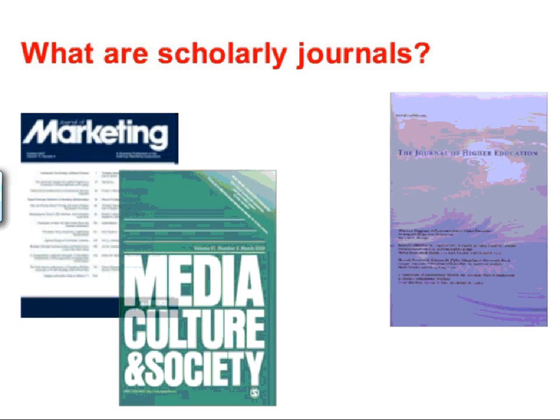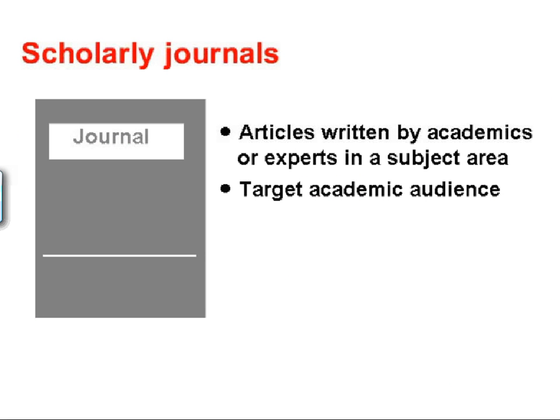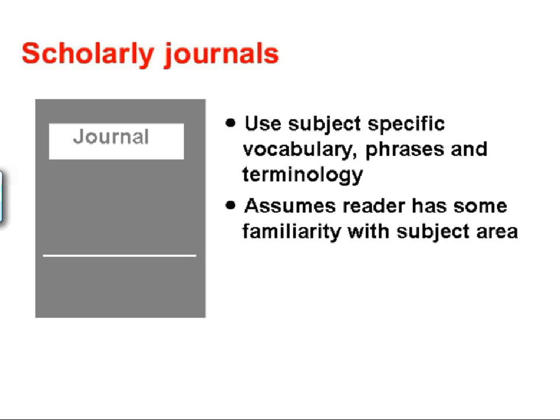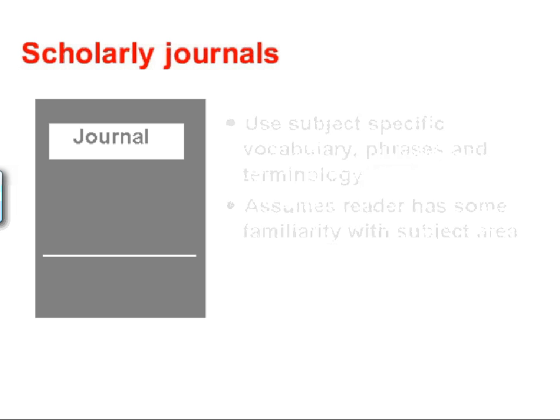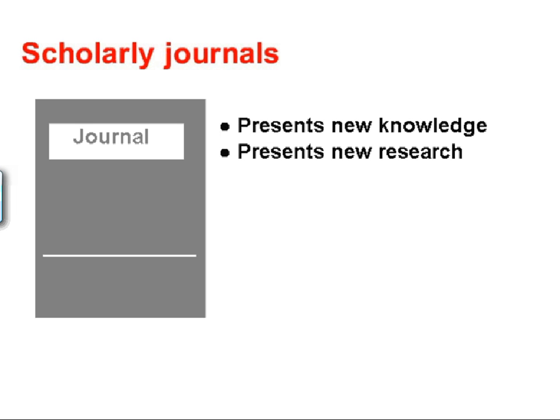So what are scholarly journals, and how do they differ from other sources of information? Scholarly journals contain articles written by academics or experts in a subject area and target an academic audience. The articles use subject-specific vocabulary and terminology since it is assumed the reader will have some familiarity with the subject area. Usually, the article contains original research. Original research means the author presents new knowledge gained from their own research, so the author does not simply review and summarize other articles, but expands upon the research and knowledge addressing that topic.